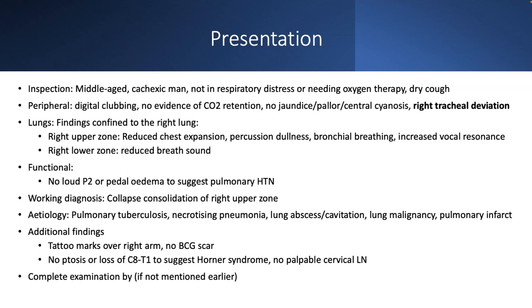So my working diagnosis for this patient is actually collapse consolidation of the right upper zone. And I would like to offer my etiology to be pulmonary tuberculosis. It can be some form of necrotizing pneumonia. However, patient does not look very septic. And it can also be some lung abscess or cavitating lesion of the lung, or even in the severe case, pulmonary infarct. Additionally, I noticed that patient has tattoo marks over the right arm and there's no BCG scar. And there's also no ptosis or loss of sensation over C8 to T1 to suggest Horner syndrome, and there's no palpable lymph nodes. Okay, so that's all that I will present.